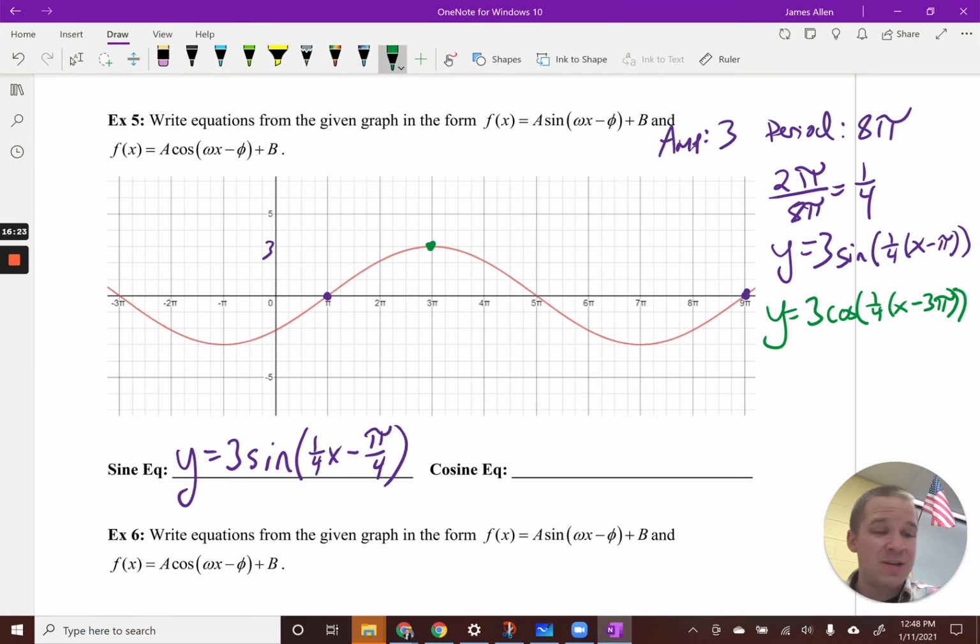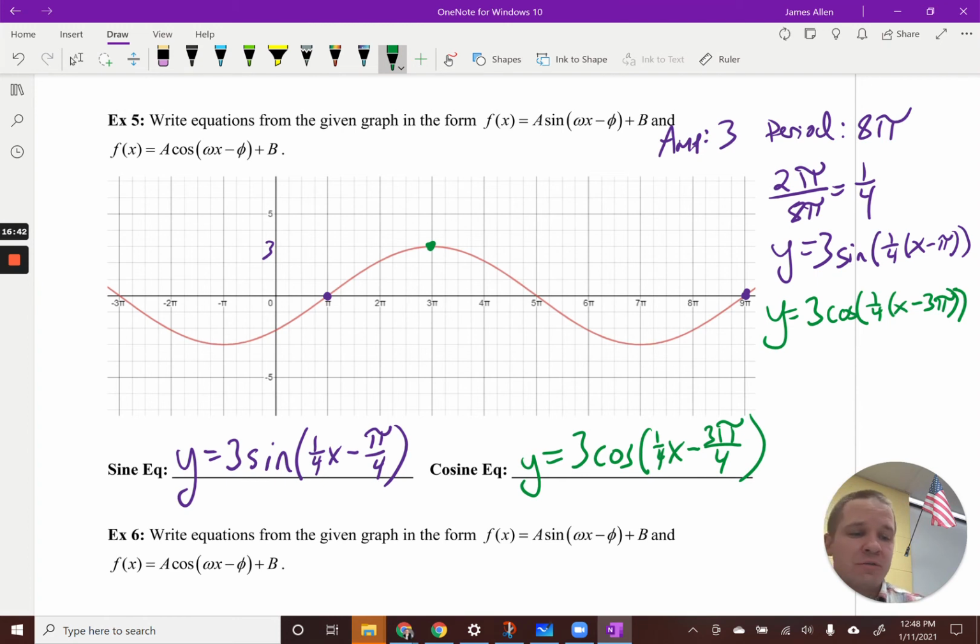Second step. There we go. So now when I distribute the 1/4, I get 3 cosine 1/4 x minus 3 pi divided by 4. Close them. Done. I like it a lot. Excellent. Fun stuff.